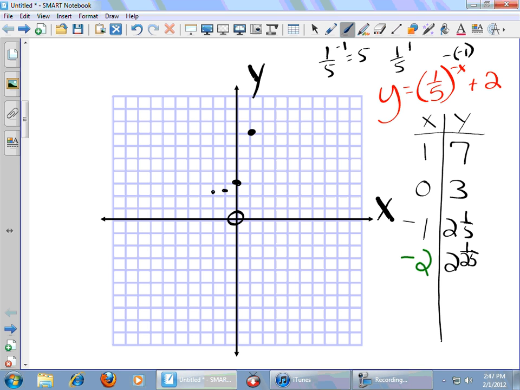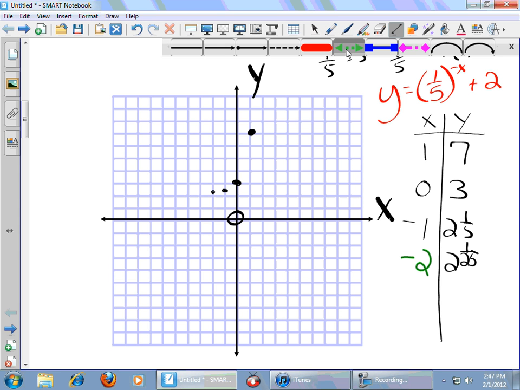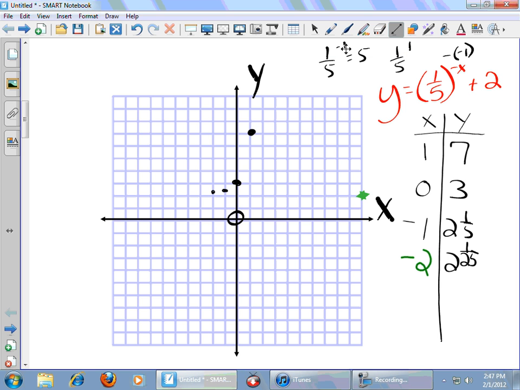So again, you should be able to tell your asymptote in this case. The asymptote is going to be the line y equals 2. That's my asymptote. Remember, that doesn't have to be in the graph, but you have to be able to identify it. y equals 2 is my asymptote.